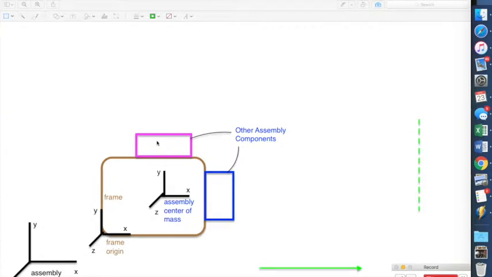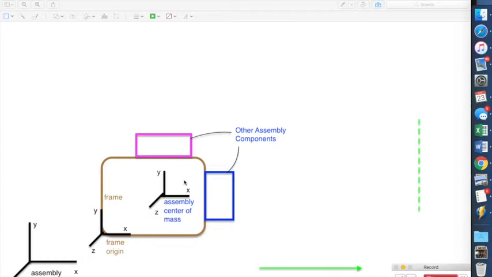And then as we assemble other components onto that frame, the frame piece itself has a center of mass that's probably right at the center of it. If it's a rectangle, it's just right here in the middle. But as we add these other assembly components on, it moves that center of mass off in some direction to account for those other components that are added onto it.